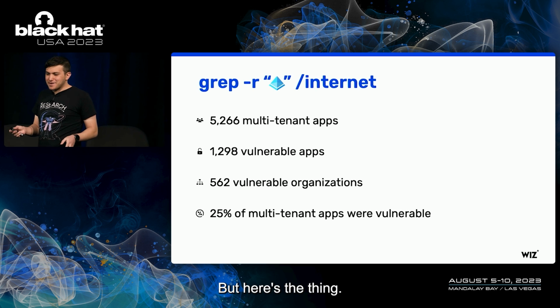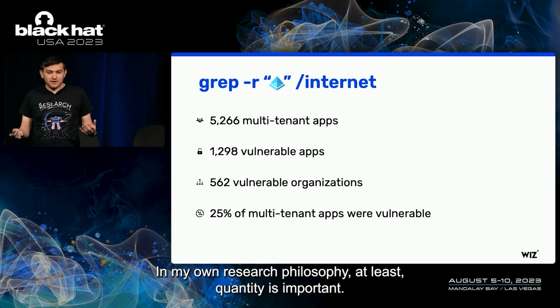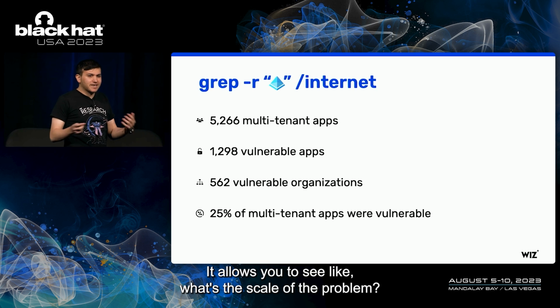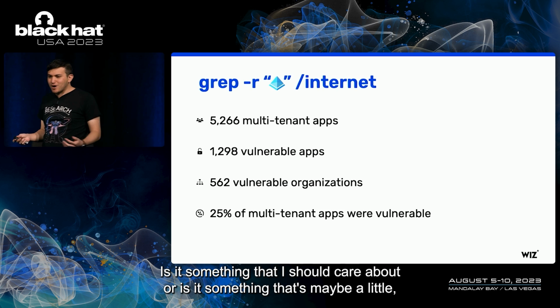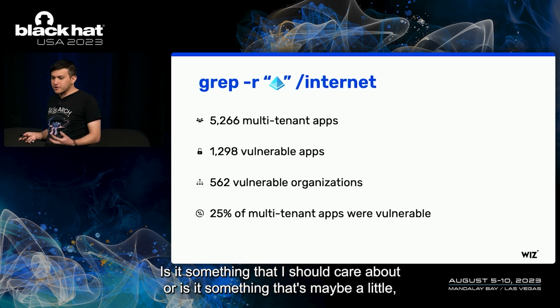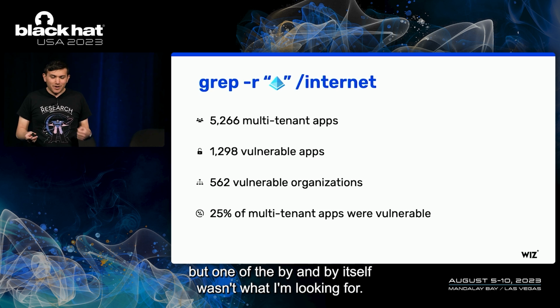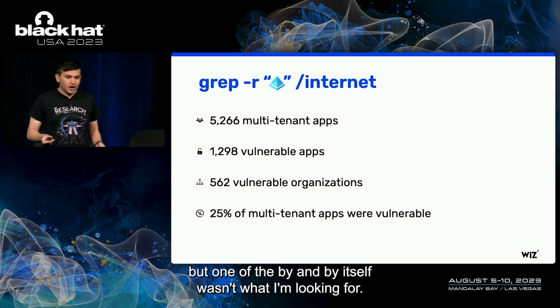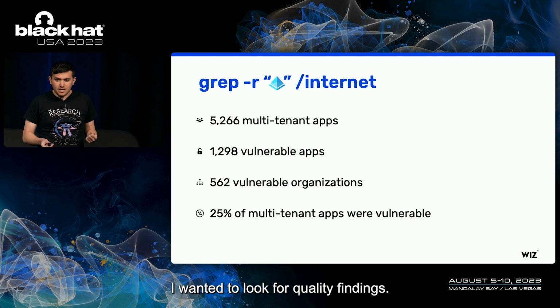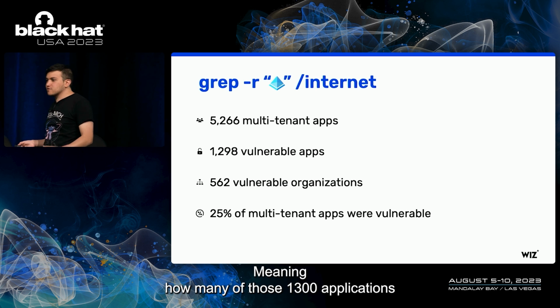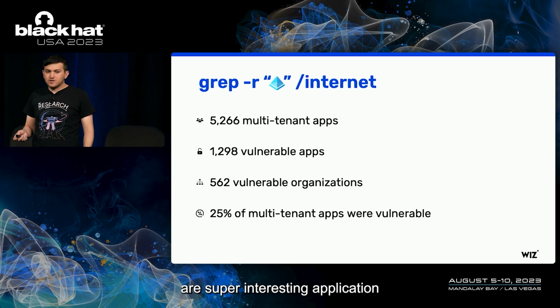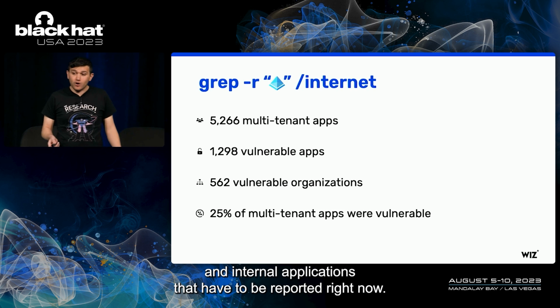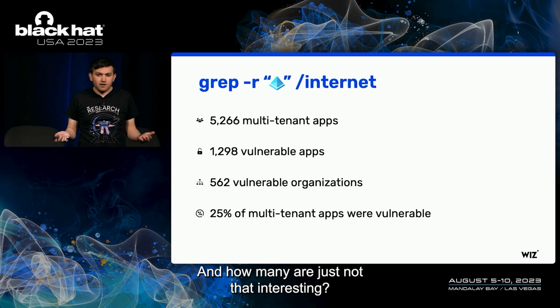But here's the thing. In my own research philosophy, at least, quantity is important. It allows you to see what's the scale of a problem. Is it something that I should care about, or is it something that's maybe niche and little? But quantity by itself wasn't what I'm looking for. I wanted to look for quality findings, meaning how many of those 1,300 applications are actually super interesting internal applications that have to be reported right now, and how many are just not that interesting.